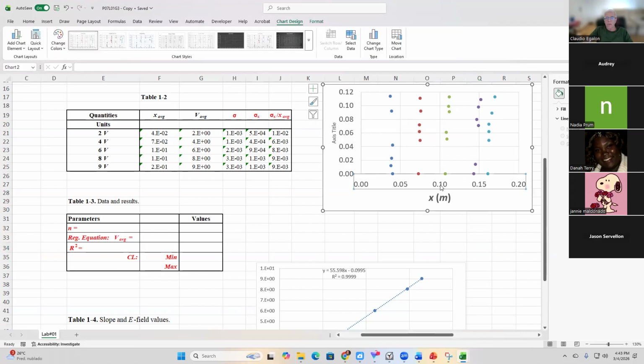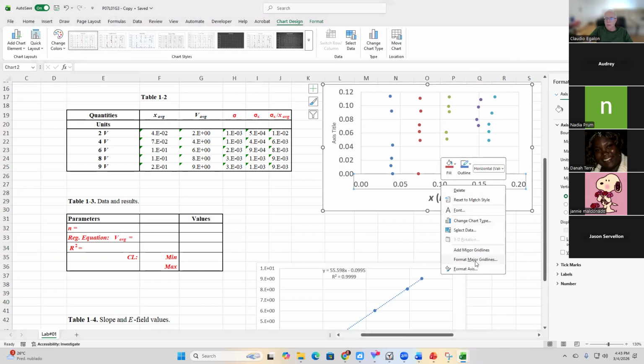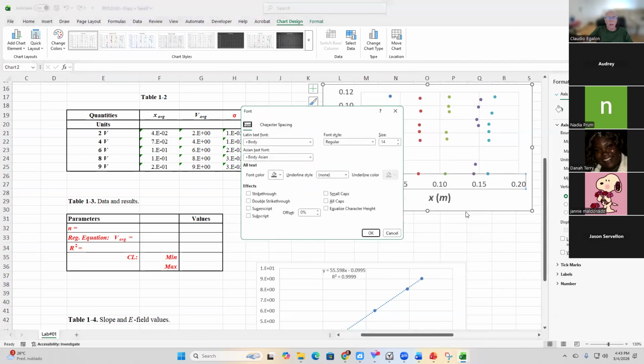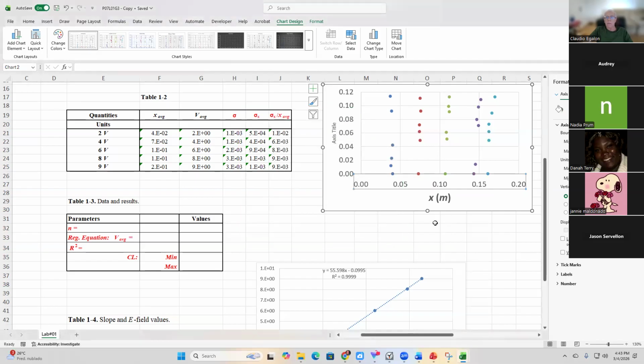Let's see, which size is this one here? I forgot what size we used. Was that 14 or 16? I put 14, okay. This one is 18, right? And you do the same here. 18. Bold face. And then you type Y between parentheses, meter. And then you erase everything.